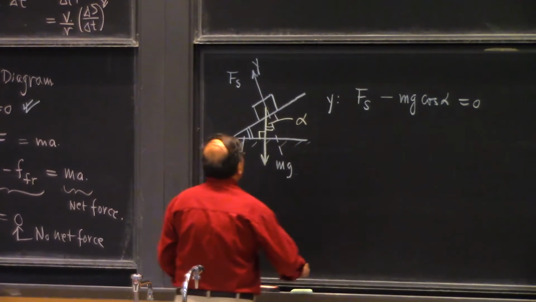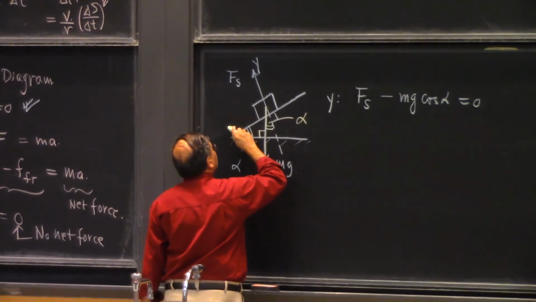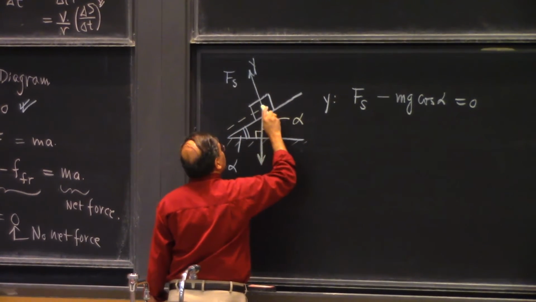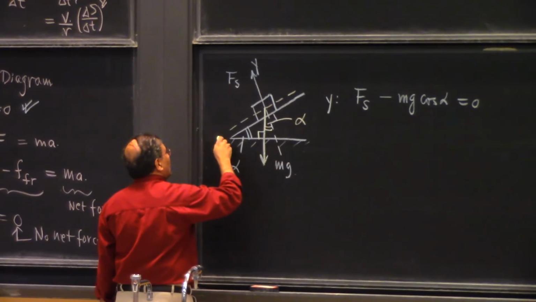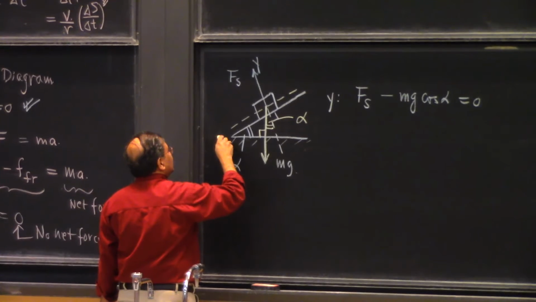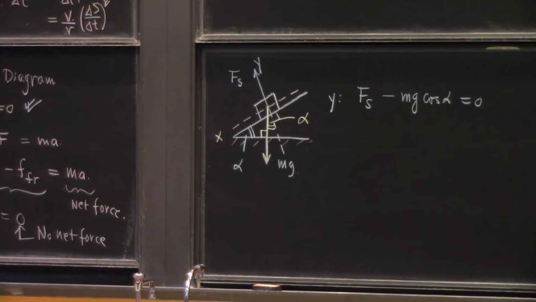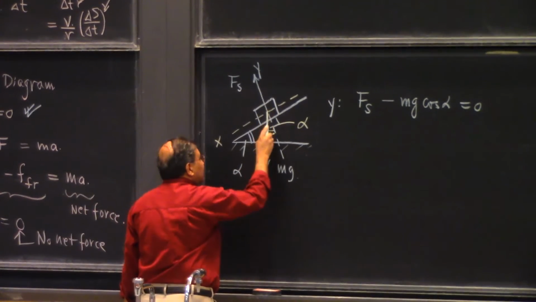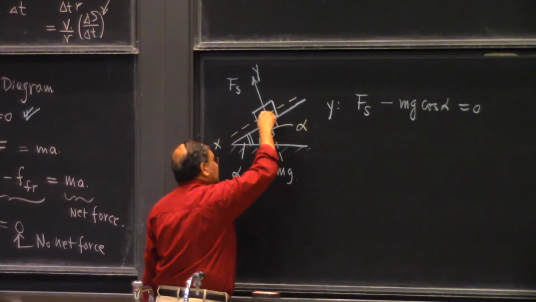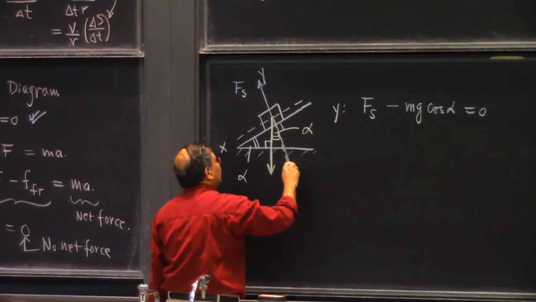So you see, that means my x-axis has to be that way. So this is going to be my x-axis. If that's y, I can call this x. So if this is mg, and this piece, because this is alpha, adjacent, is going to be your mg cosine of alpha.